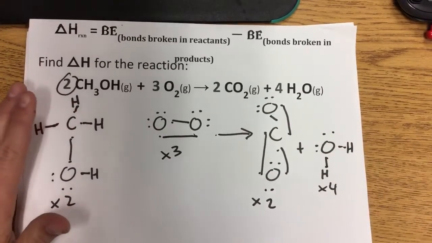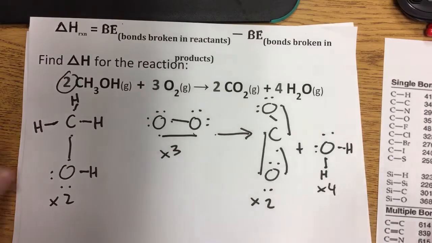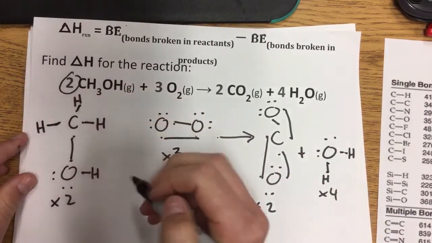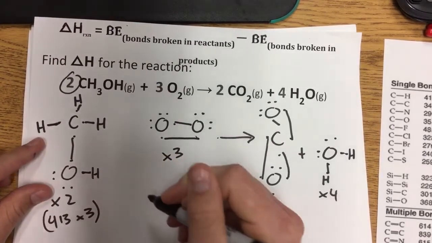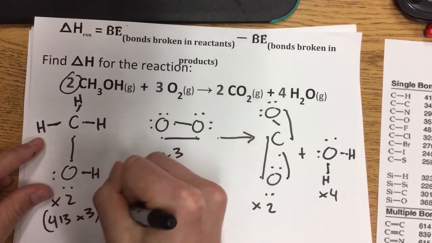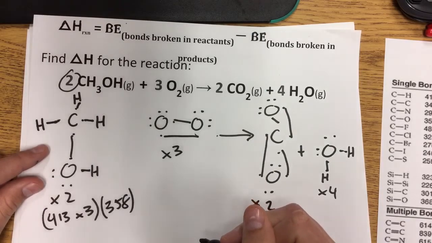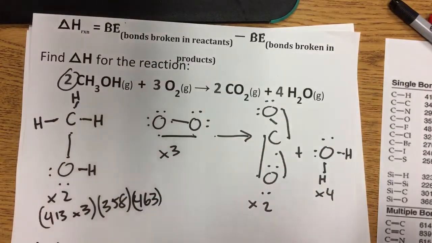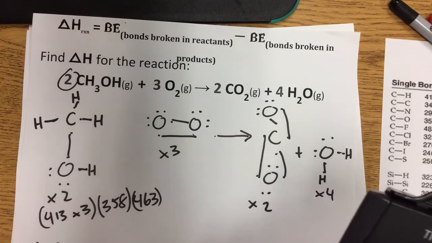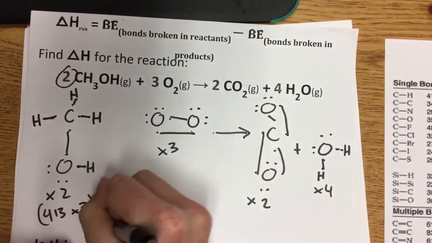So we're now going to calculate the single bonds and what number they come out to. There's 3 C-H bonds, which is 413 times 3, 1 C-O bond, which is just 358, and then 1 O-H bond, which is 463. And we calculate that out, and that comes out as 2060.